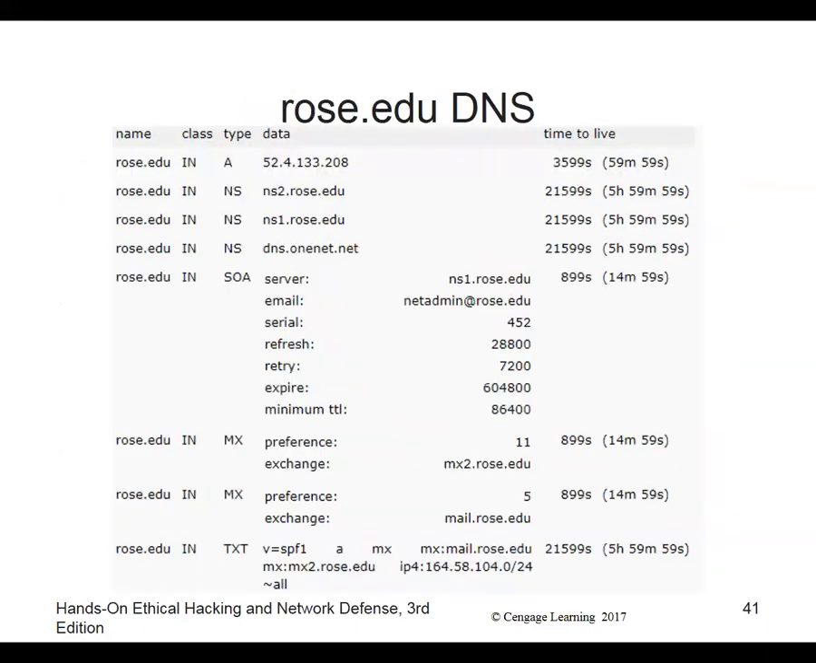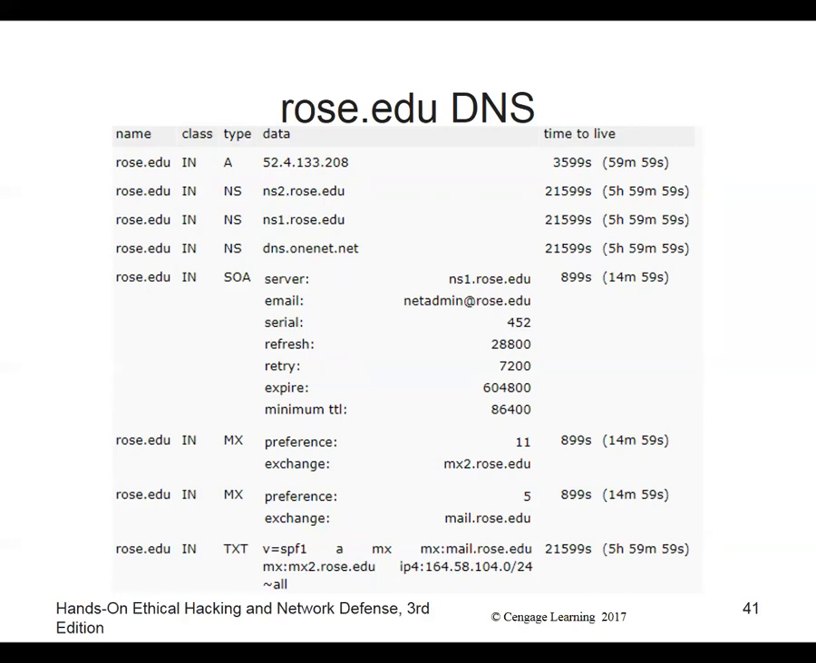Now here's rose.edu. Looks similar to mine. I mean, there's mine, there's theirs. Just a little bit different order. Yeah, they have name servers, they have A records. Okay. So how can we find out where Rose's website is hosted?